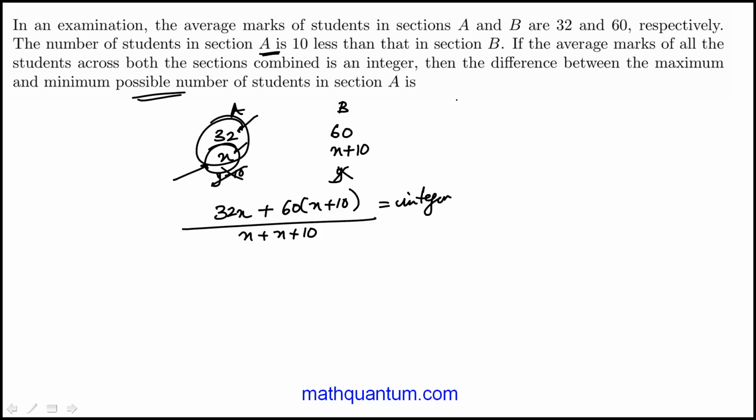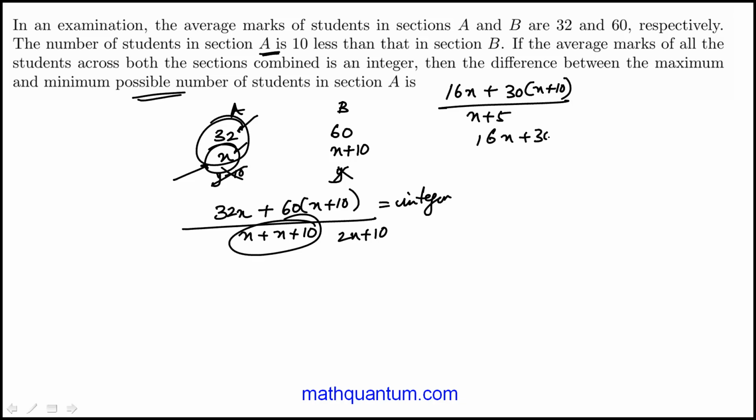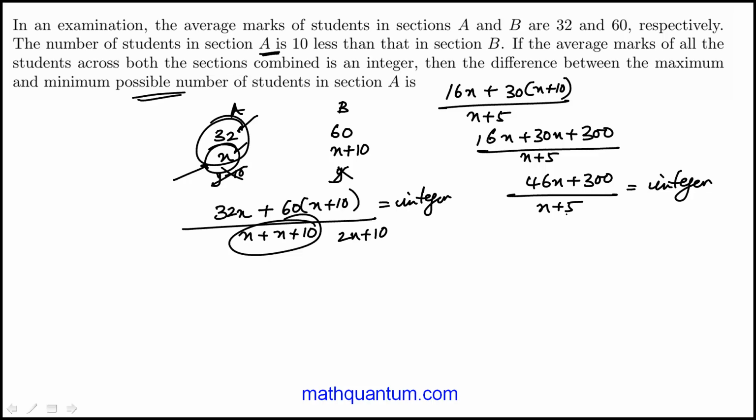So we'll do some algebra here. You'll note this is 2n plus 10, so I can divide top and bottom by 2, make the numbers smaller, and then n plus 5. So this becomes 16n plus 30n plus 300 over n plus 5, or 46n plus 300 over n plus 5. And this is constrained to be an integer. And now I need to figure out the min and max value for n.